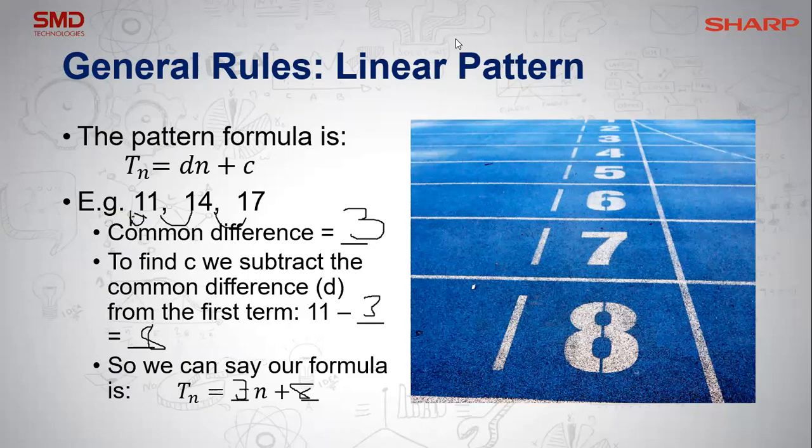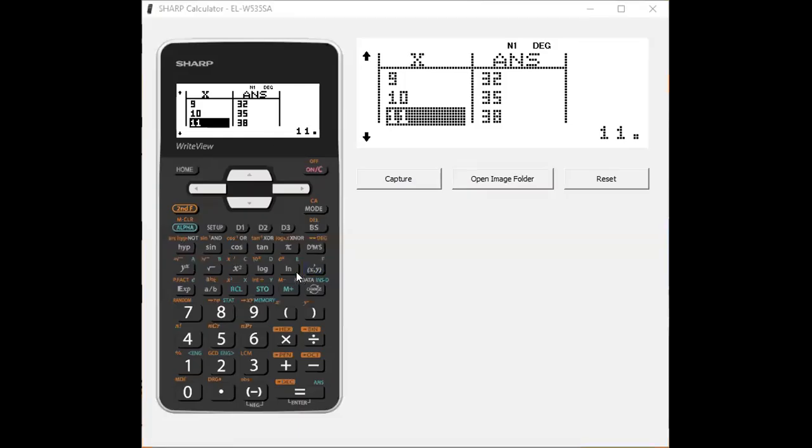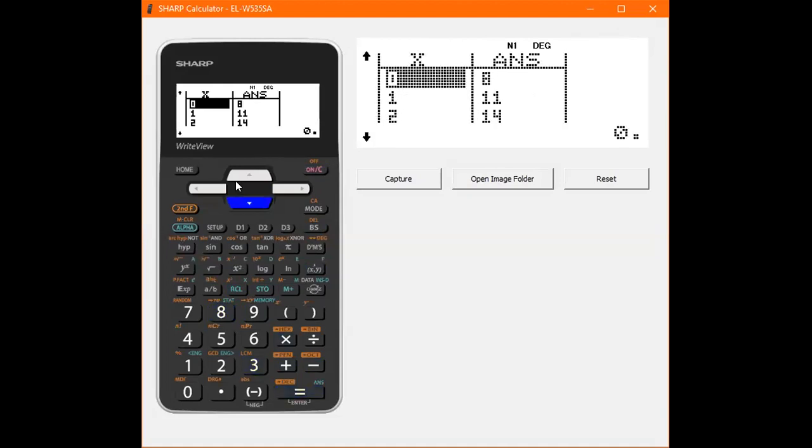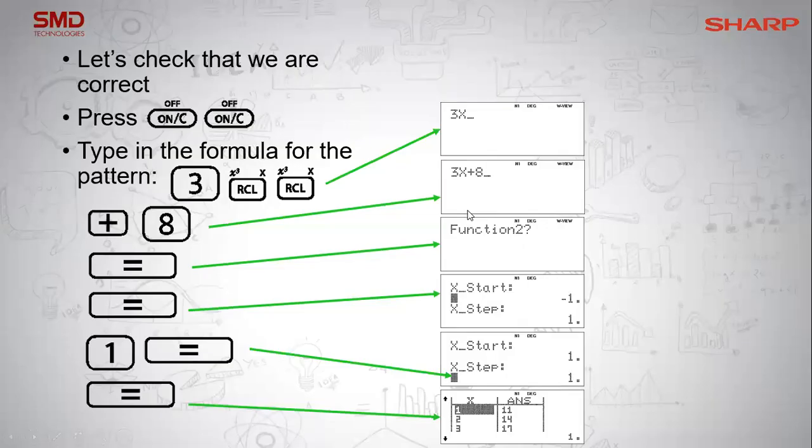So we're going to say we've got 3n, which we use an x for instead, and plus 8. And we've got 11, 14, and 17. So we know that our pattern is correct, and we can continue on from there. We can find our different places where we can say, okay, what is term 10? And we can just go look on the table and find term 10 in that way.